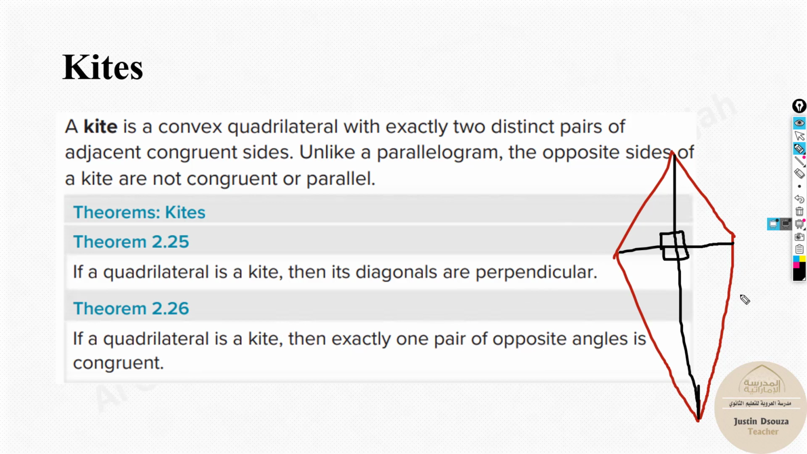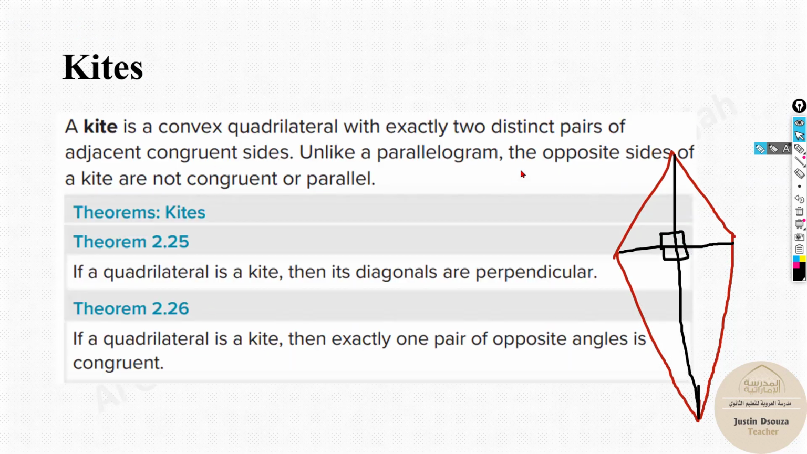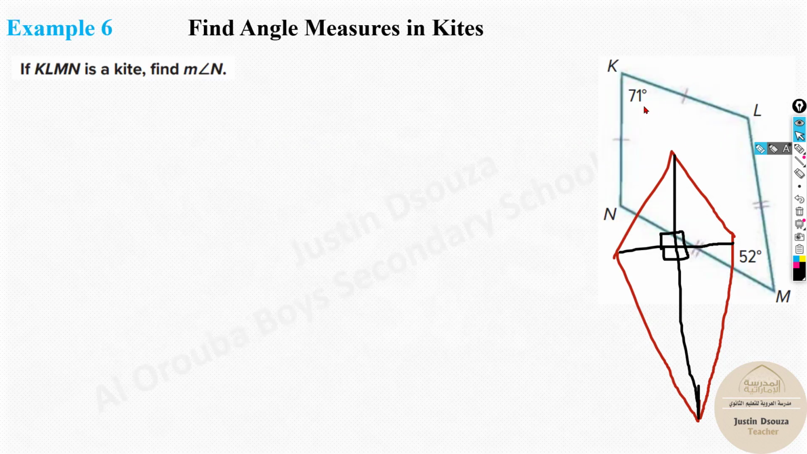If a quadrilateral, meaning a 4-sided shape, is a kite, then exactly 1 pair of opposite angles is congruent. What it means is only 1 pair. See, now this side is equal, this side is equal. That's what it says. In a kite, only one distinct pair is equal. But what about the angles? Not both sides are equal, only 1 pair. So you can see the longer one generally is not equal. These 2 are equal. These 2 are equal.